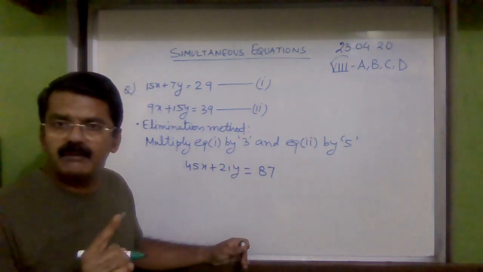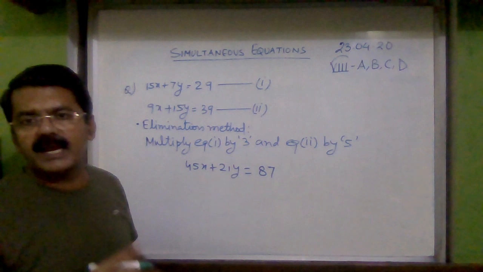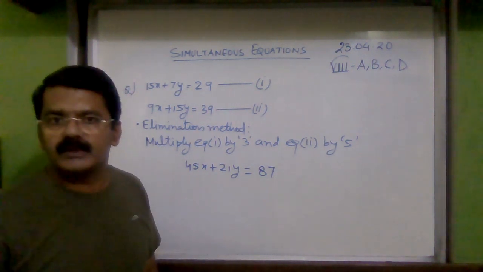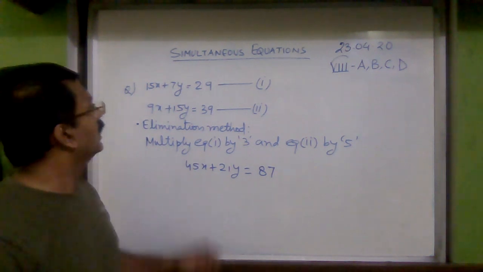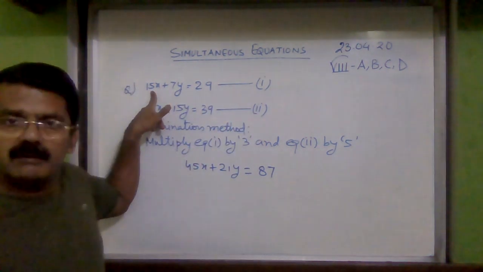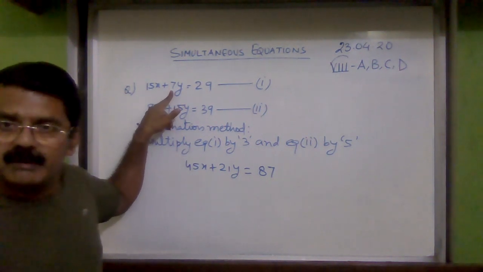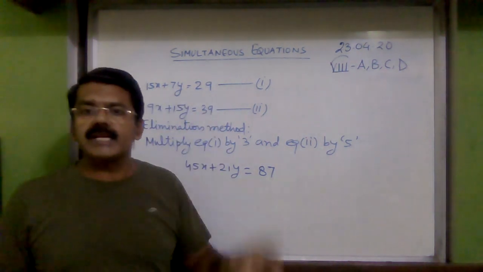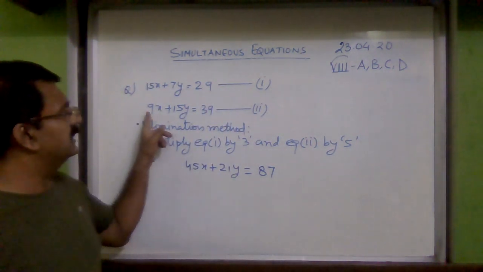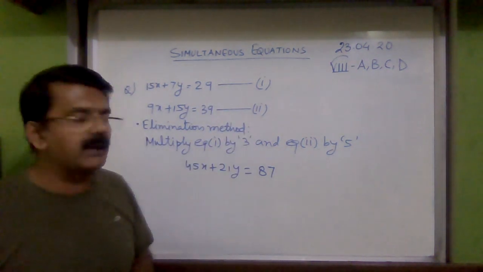Always remember, when you are multiplying any equation by a number, each and every term of the equation should be multiplied by that number. So when we are multiplying first equation by 3, 15 will be multiplied by 3, 7 will be multiplied by 3, and this 29 is also multiplied by 3. Clear? And now this second equation, it has to be multiplied by 5.